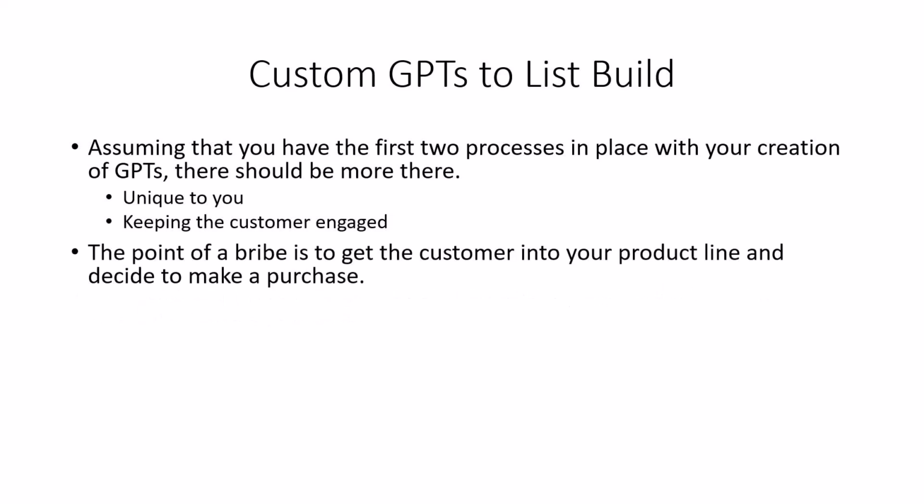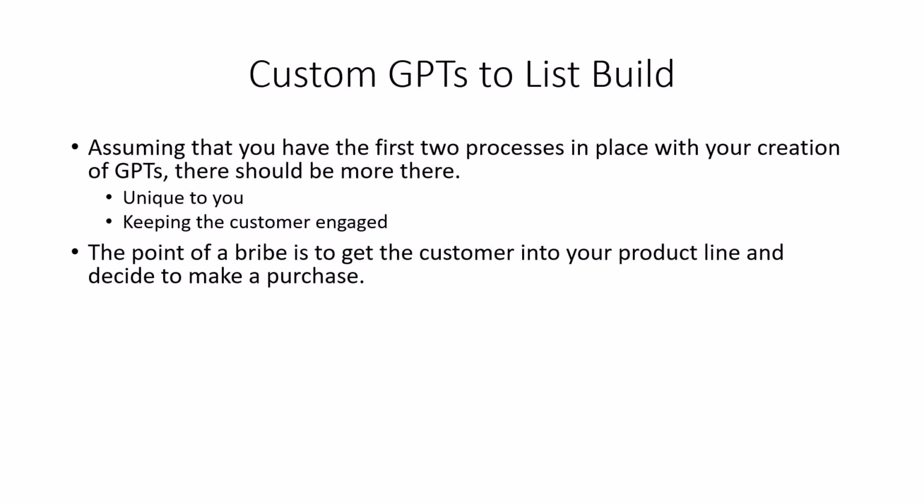Now, the point of an opt-in bribe. What's the point of an opt-in bribe? It's to get the customer into your product line and decide to make a purchase. Now, here's something that information marketers, quite frankly, have kind of forgotten in a rush to teach that you need to have an opt-in bribe. Just to get somebody on your list means nothing. Well, we don't want to have people on our list. That's not the point. The point of getting people into our list is to get them into the product line. So you've got to follow through.